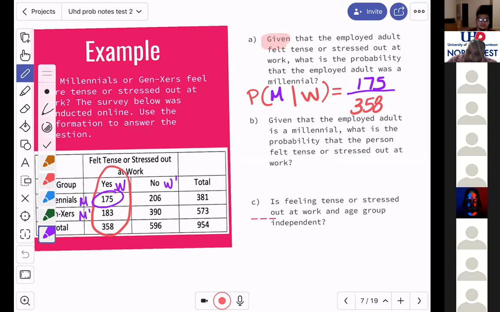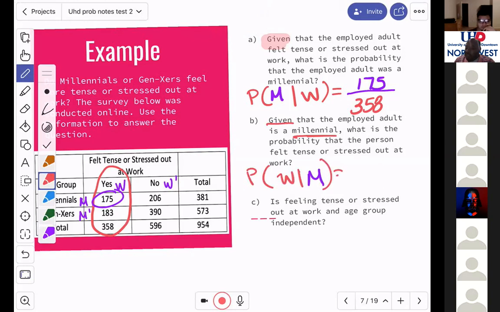Look at the next one. Is that the same thing as the next problem? Given that the employed adult is a millennial, what is the probability the person felt tense or stressed out at work? Are these two the same problems? No. Good. Let's look at it and see why. This time the given is what? You have to be a M, a millennial. Given that you're a millennial, what's the probability that you feel stressed out, W, at work?